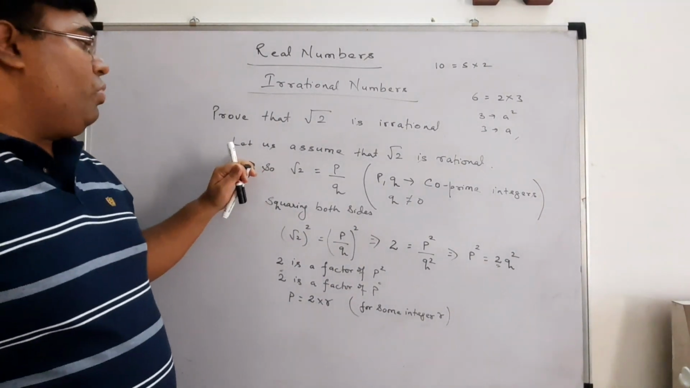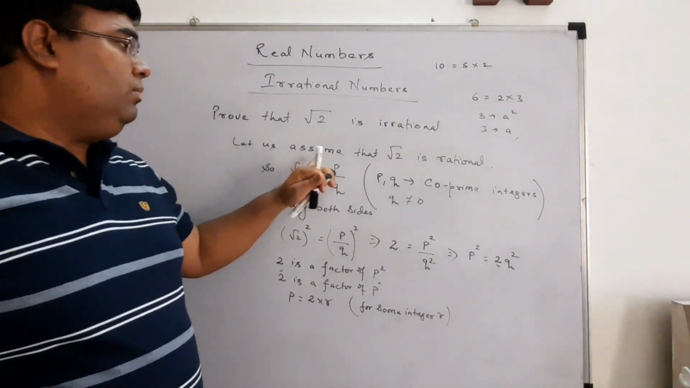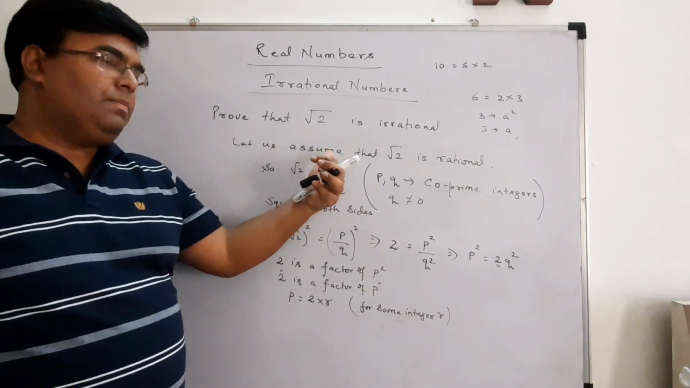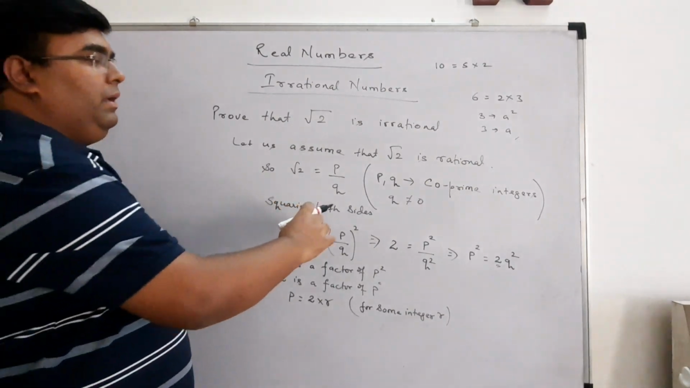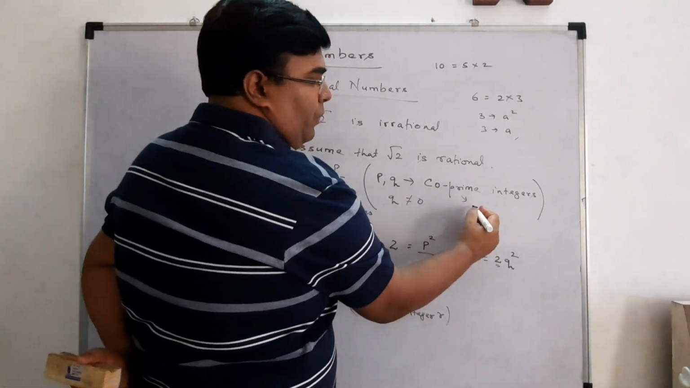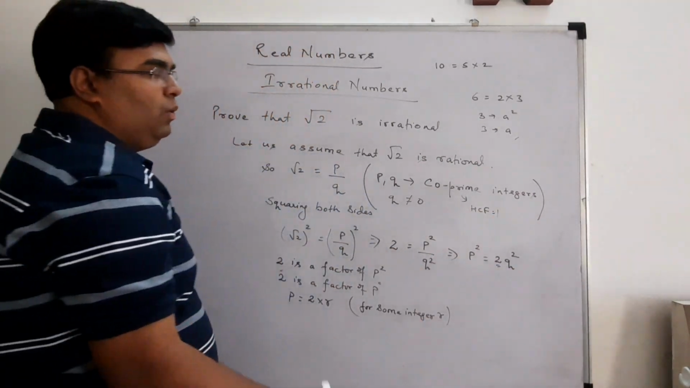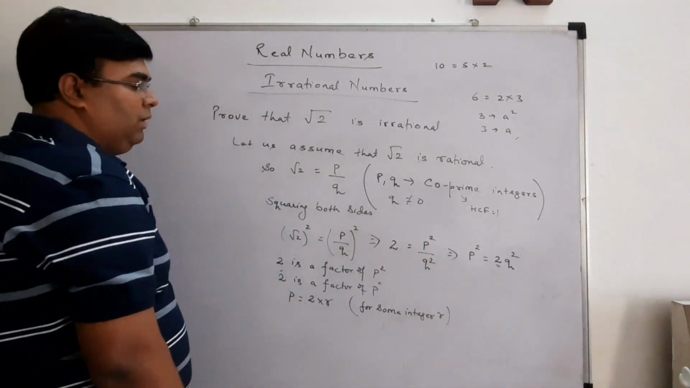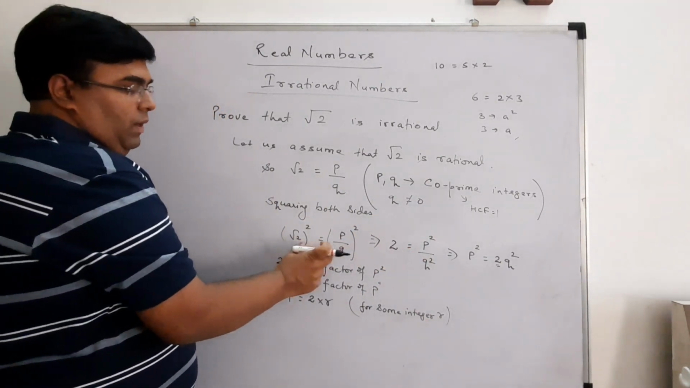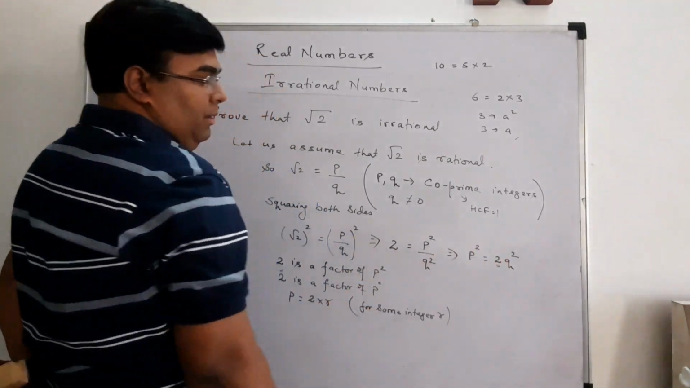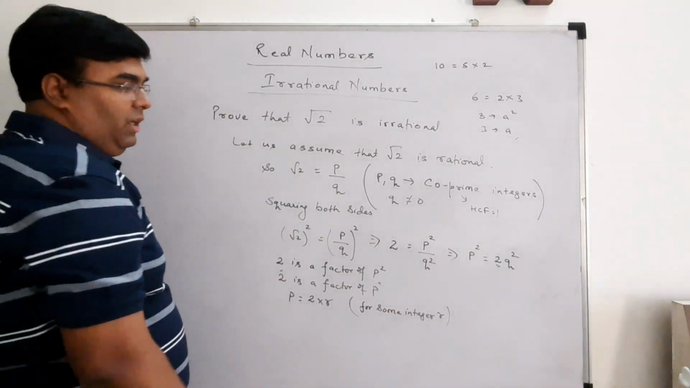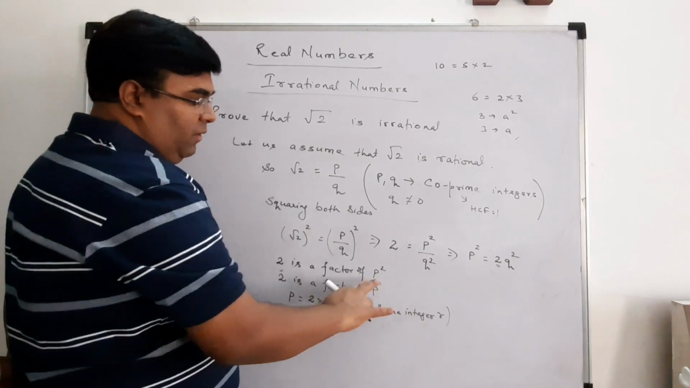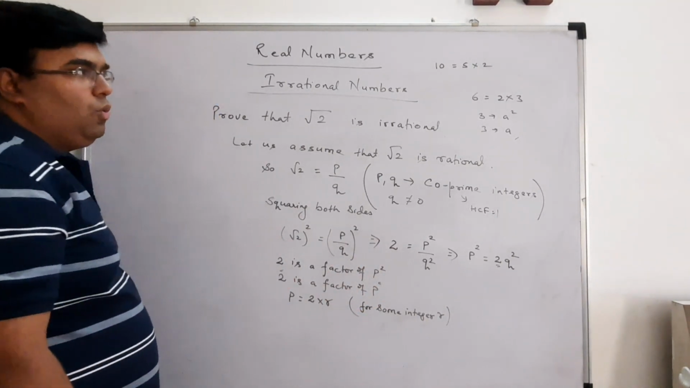Understood till now? What have we done? We have made the assumption, let us assume root 2 is rational. Since we have taken root 2 as rational, we can take root 2 as p by q, where by definition p and q are co-prime integers. What is my meaning of co-prime? Co-prime means HCF is 1, and only 1 can divide p and q, right? And q is not equal to 0. Squaring both sides, we got root 2 square is p by q square, cross multiplying p square is equal to 2q square. Then we can write 2 is a factor of p square, and then again applying the logic, 2 is a factor of p, so p is equal to 2r.